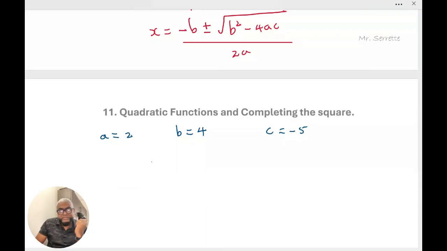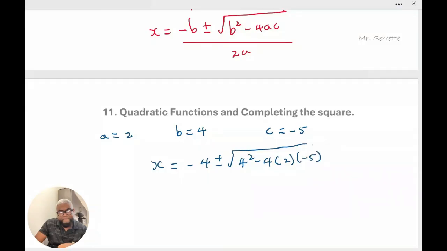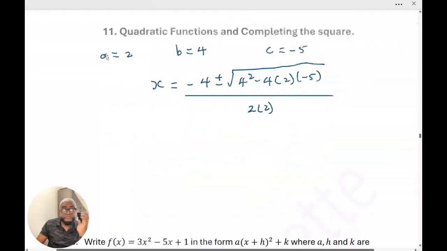Right. So x is equal to -4 plus or minus the square root of 4 squared minus 4 by ... all over 2 by 2. Everybody good there?